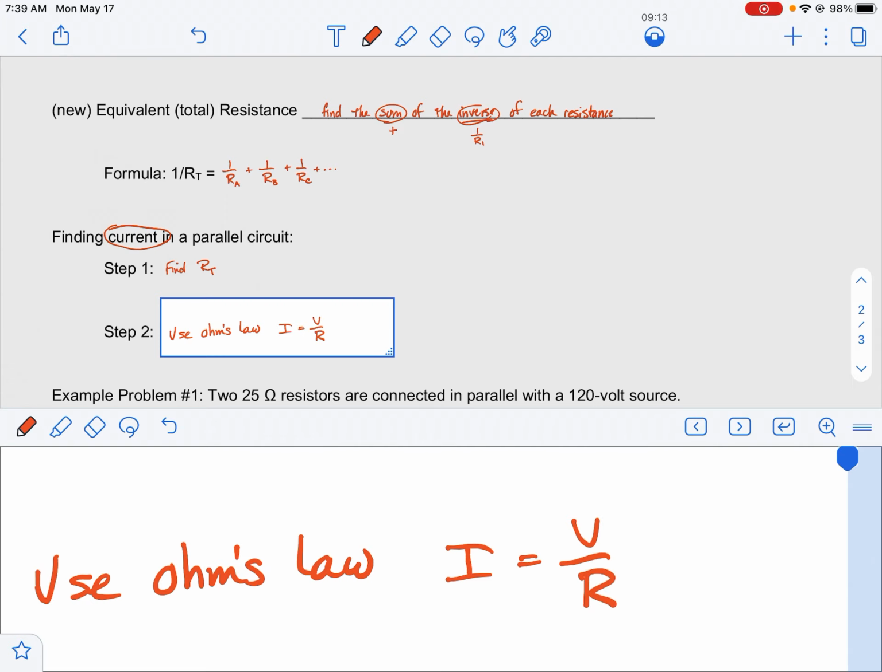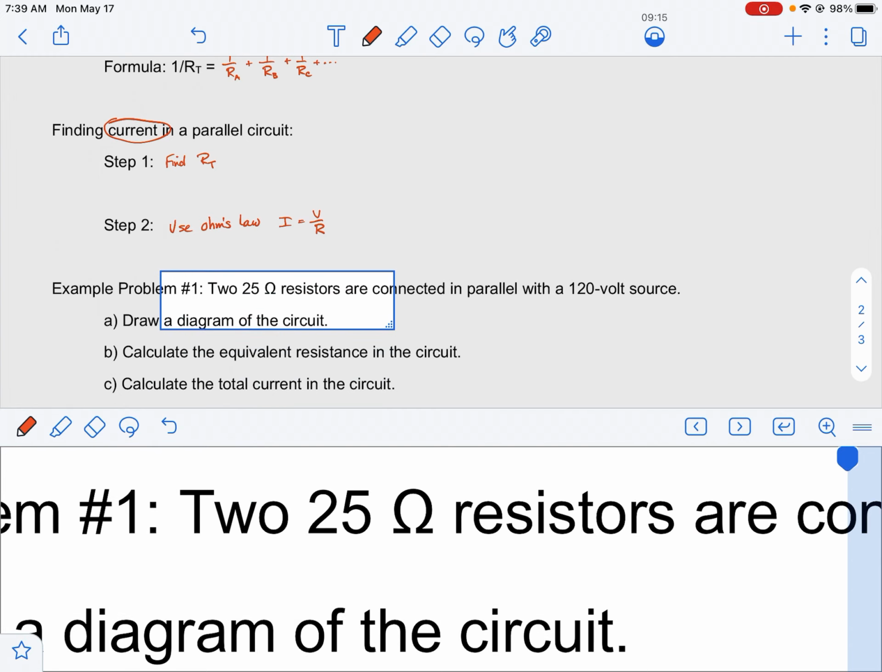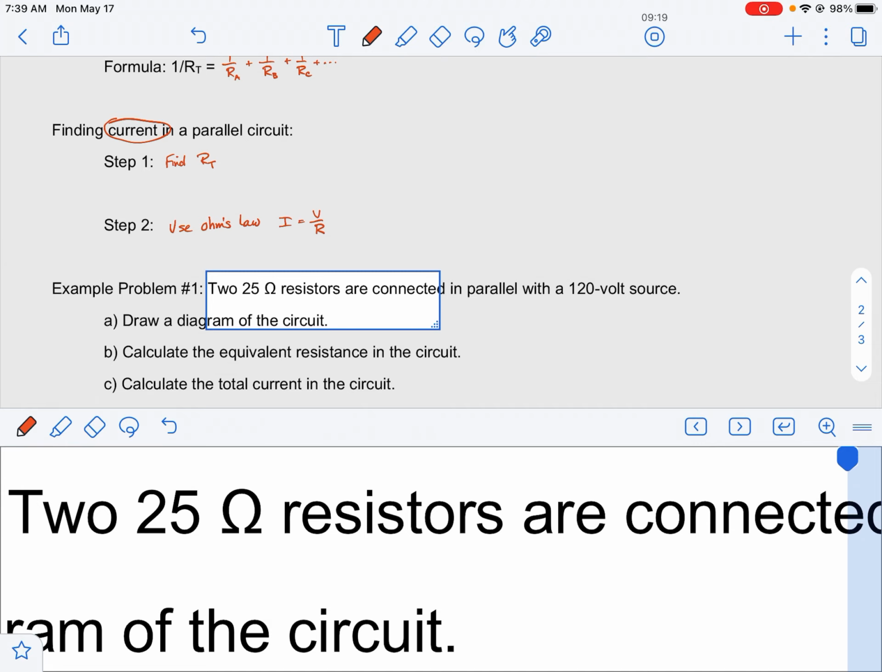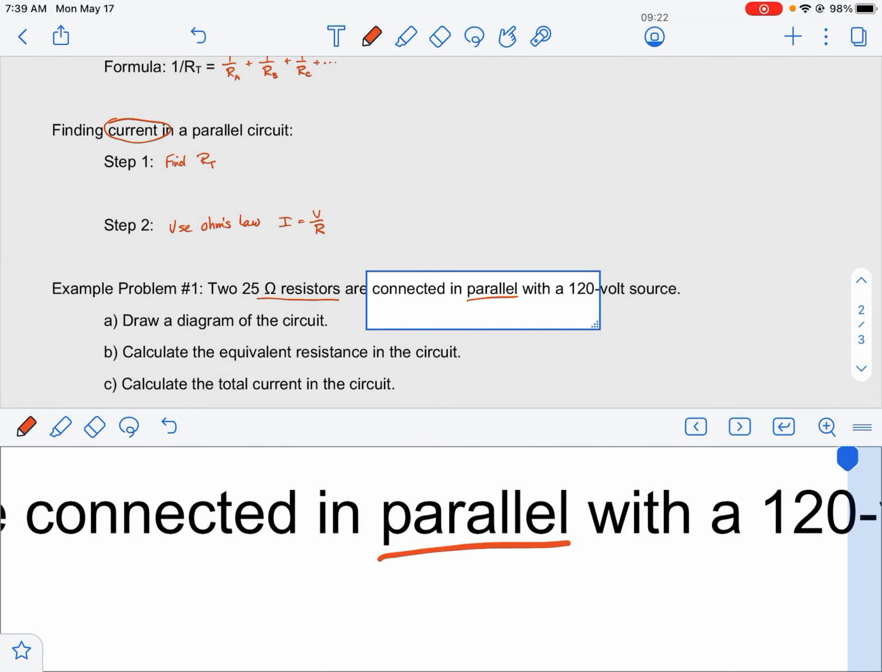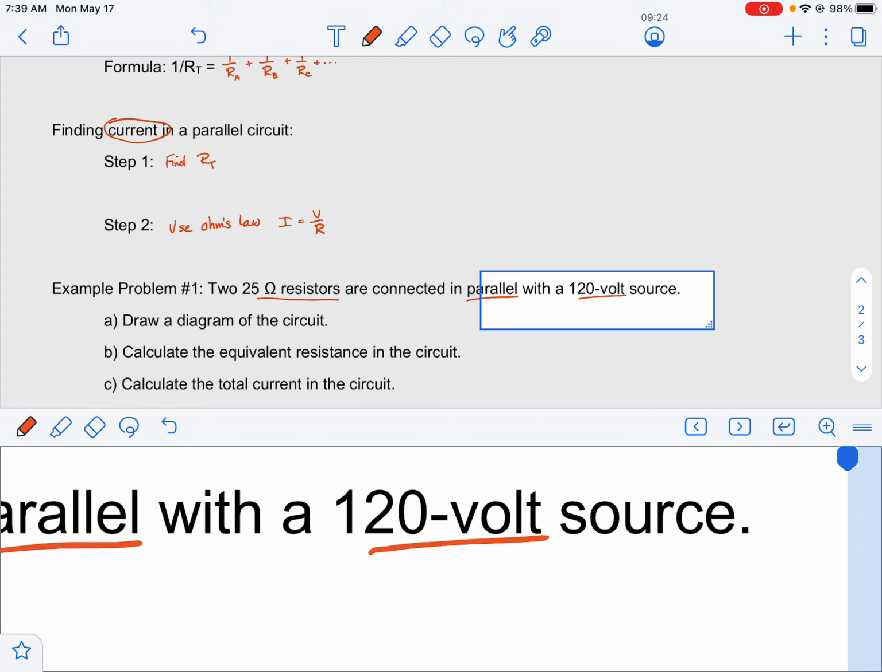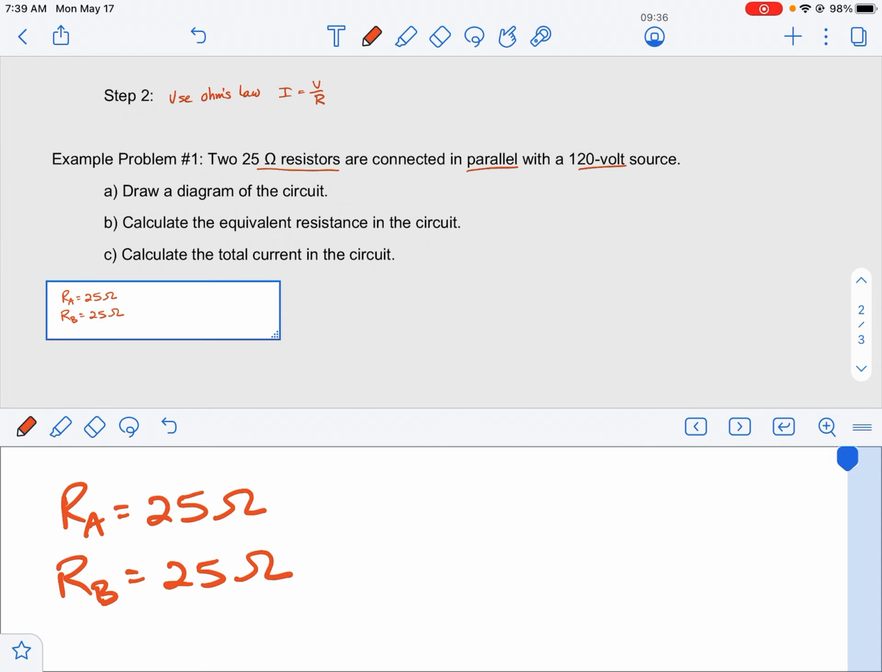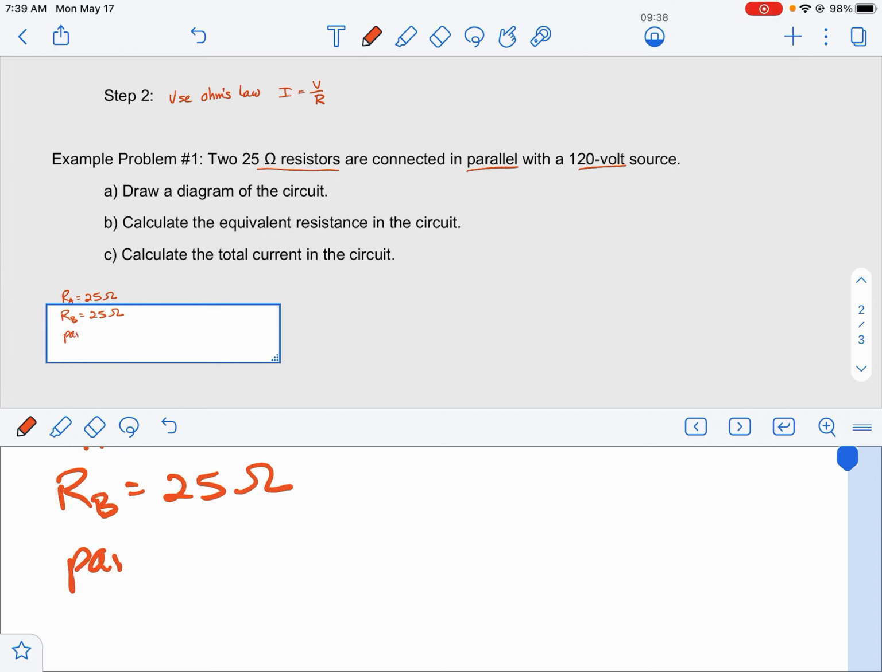Okay, so here's our example problem. I have two 25 ohm resistors connected in parallel with a 120 volt source. So the resistors, I need to know they're in parallel, and it's 120 volts. So here's what I know. I have RA, or R1, whatever you want to call it, 25 ohms. I have RB, also 25 ohms. I know that it's a parallel circuit. That's important. And I know that my voltage is 120 volts.